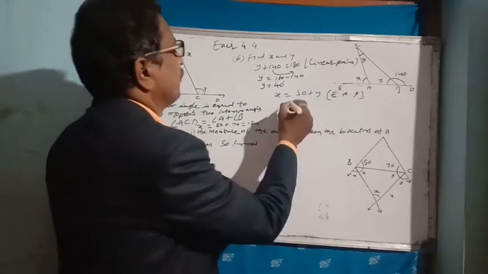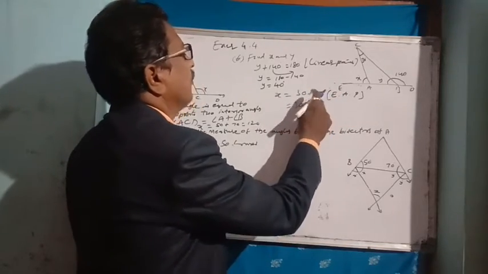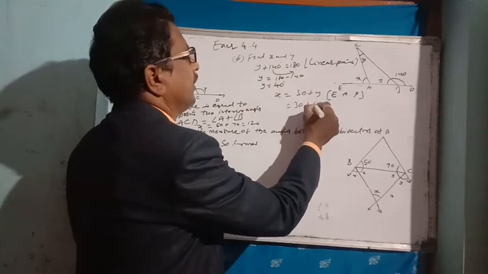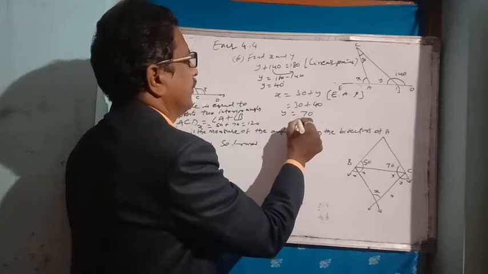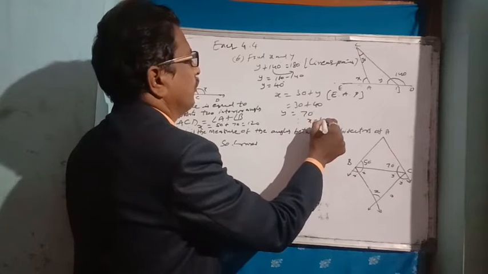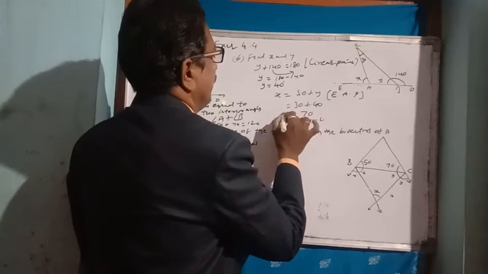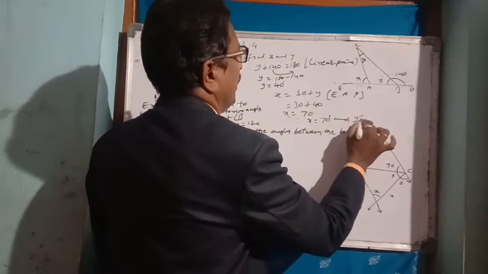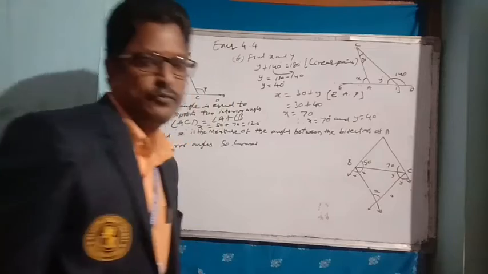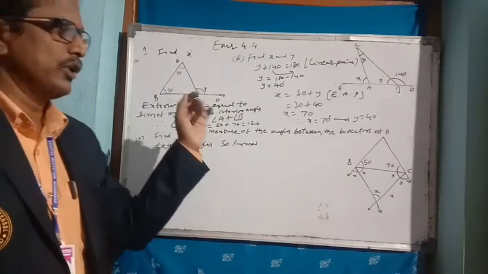Here X is equal to 30 plus Y, right? Y, how much did we get here? 40. 30 plus 40 is 70. This is the Y. Therefore X is equal to 70 degrees and Y is equal to 40 degrees. This is the exterior angle property.